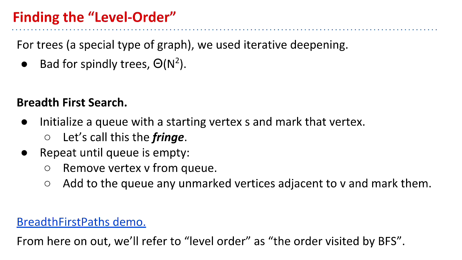What we're going to do is create a queue, the opposite of a stack. You put stuff in, it's a line, and things come out in the order that they went in. We're going to start it off with the starting vertex, and we're going to mark that vertex. And this queue we're going to call the fringe.